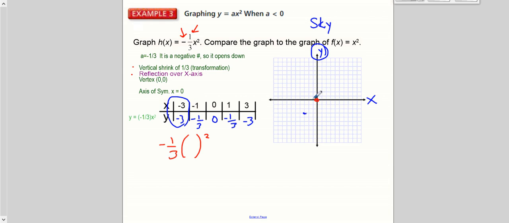Next one, -1, -1/3. So -1 and down just a little bit. 0, 0. 1, -1/3. So we're going forward 1 and then down just a little. Just estimate for those fractions. 3, -3. Forward 3, down 3. And then draw your curve.